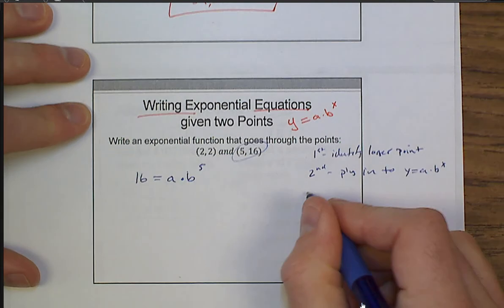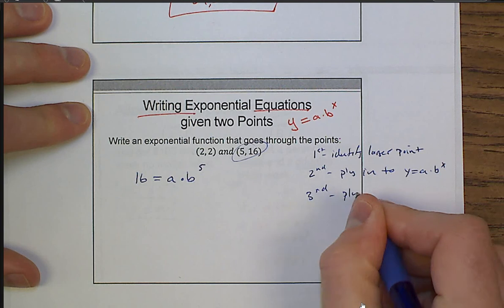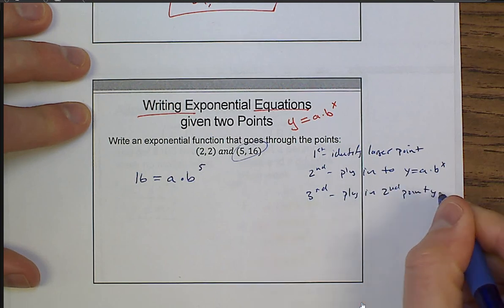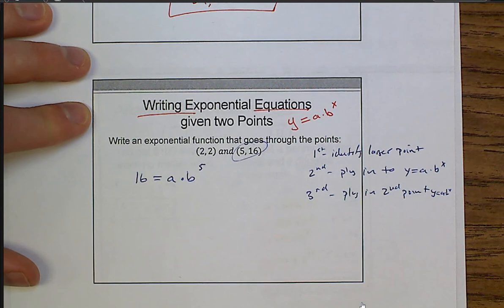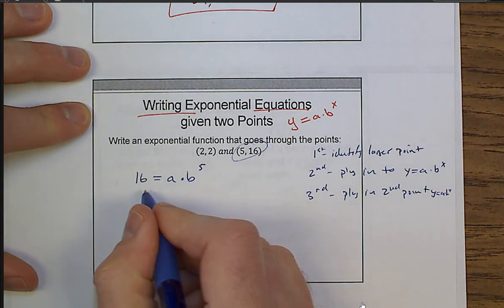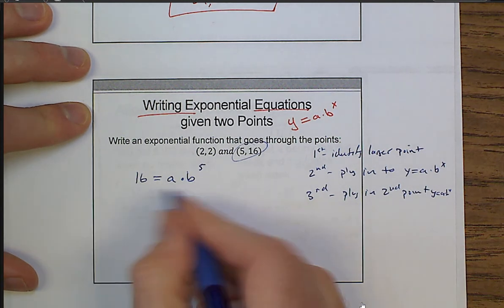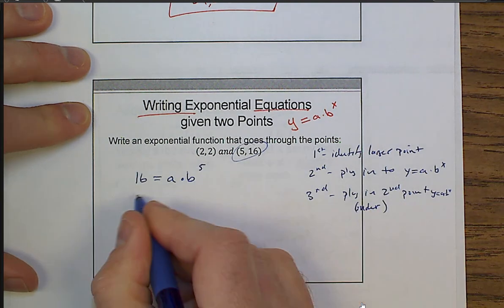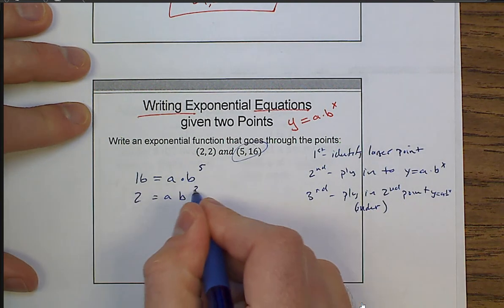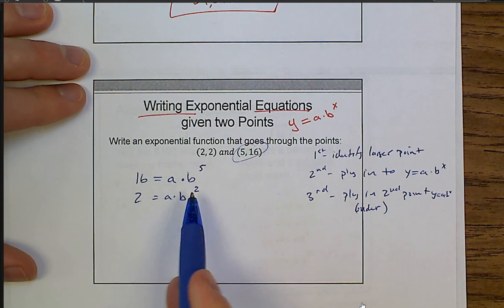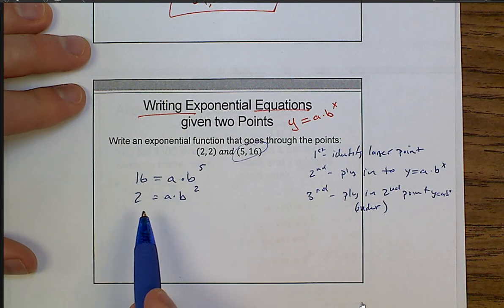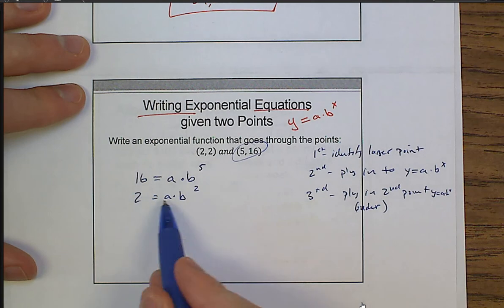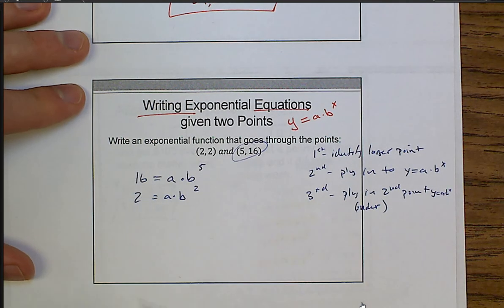The third thing we want to do is plug in the second point to the same equation, okay? And I'm going to write it underneath it. You always want to write it underneath. So I'm going to have 2 equals ab squared. Now, you can see here I kind of have a system of equations. And what we've done in the past is we've always added these or subtracted these, right? Like 16 minus 2, a minus a, and blah, blah, blah.